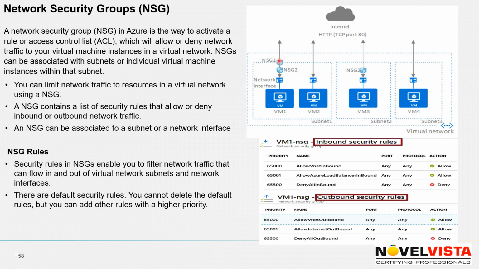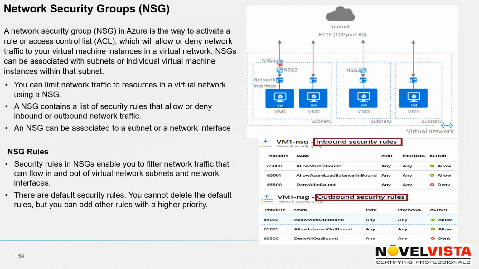But let's assume that at NSG1, at the subnet level, the traffic is allowed on port 80. But at NSG2, when it passes NSG1 at the subnet level, it is inspected. Yes, it has an inbound security rule which allows incoming traffic on port 80.